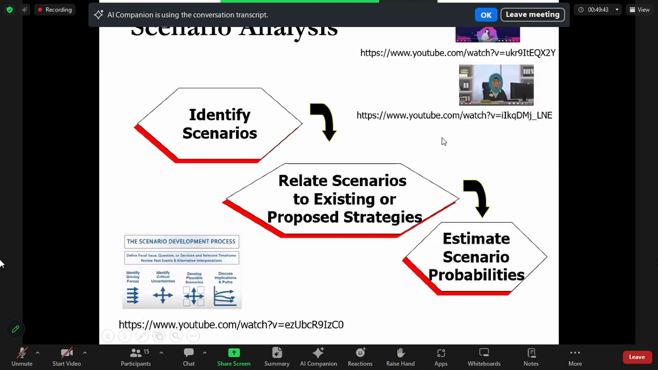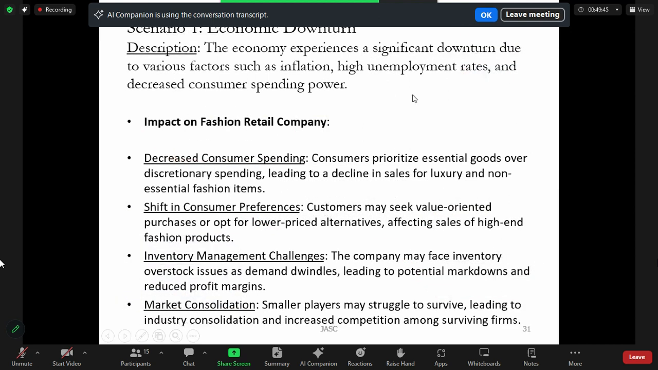Okay, if you move forward, you can see another example here.